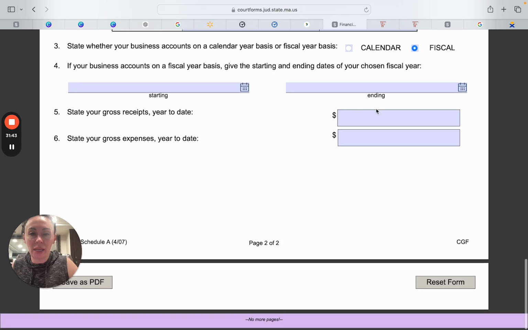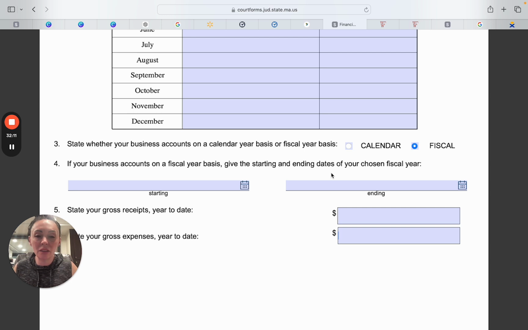Lastly, down here, they want to know your gross receipts year to date and what your gross expenses are year to date. So if you're filling this financial statement out in October, it's going to be more work than if you're filling it out in March, because you have to do more addition to come up with these two numbers, your gross receipts and your gross expenses. So that is the Massachusetts Financial Statement Schedule A for the Probate and Family Court in a nutshell.